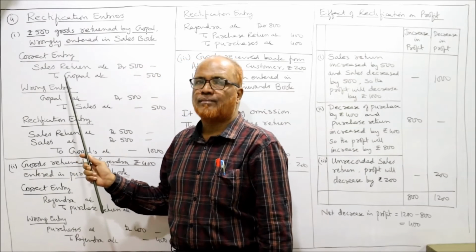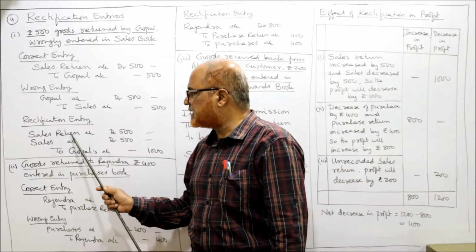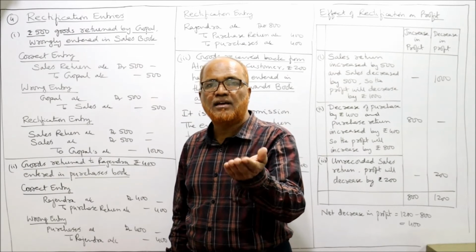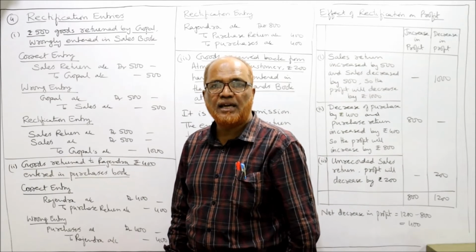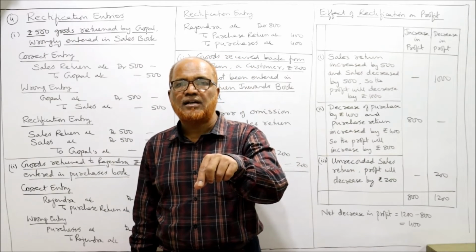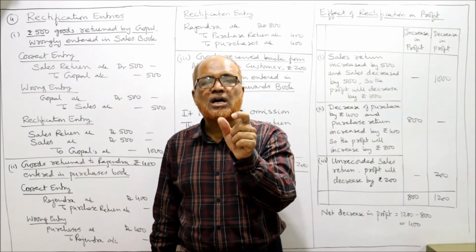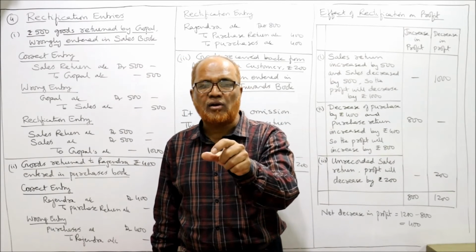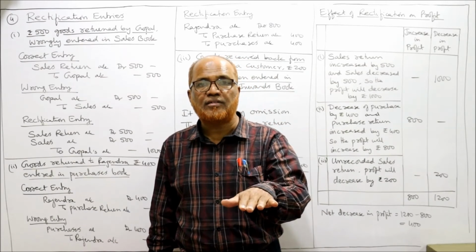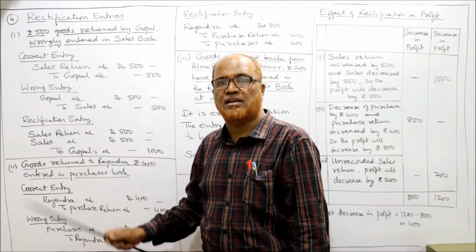In the first case, in the rectification you can see sales return is debited by 500. When sales return is debited, sales return will increase. And sales is debited by 500. When sales is debited, sales will decrease. See here, sales account will show credit balance. Now when we debit sales account, the sales will decrease, and sales return will increase.